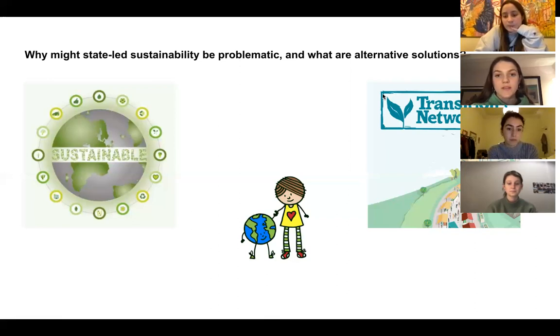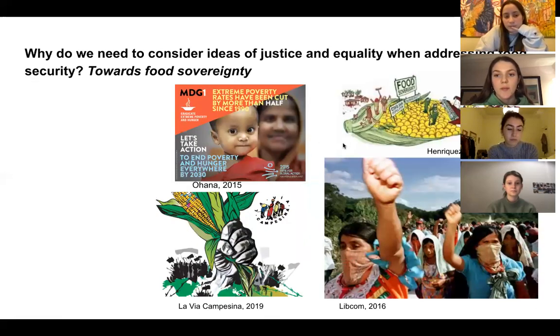So thinking about these alternative approaches to sustainability, I began to think about the next question, which was looking at why we need to consider ideas of justice and equality when addressing food security. Here, thinking about the emergence of food sovereignty approaches. So first, it's good to consider the Raj Patel reading, which explores how the definitions of food security have changed over time, initially focusing on people having access to adequate food supplies and being protected from market fluctuations in food prices, and now being a much more holistic definition, which thinks about food security as a social justice issue.